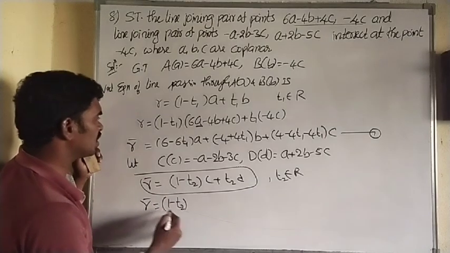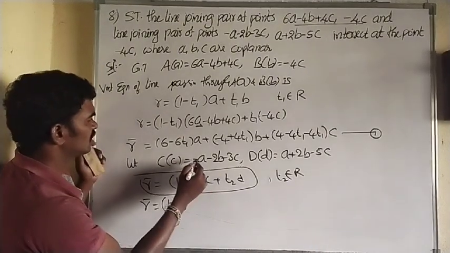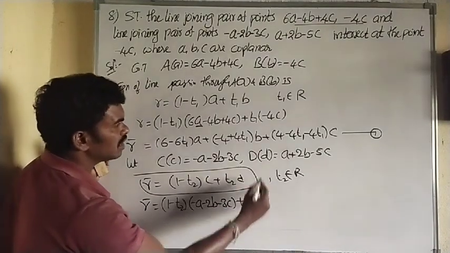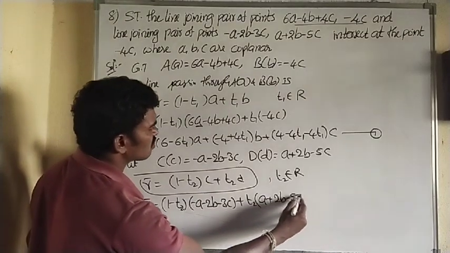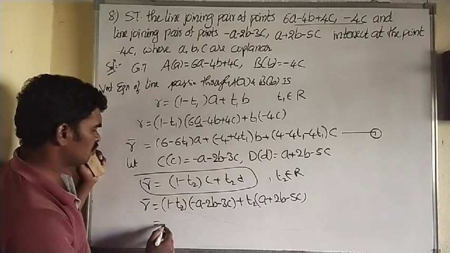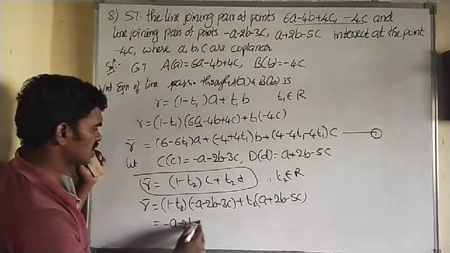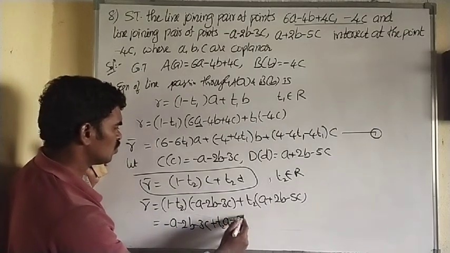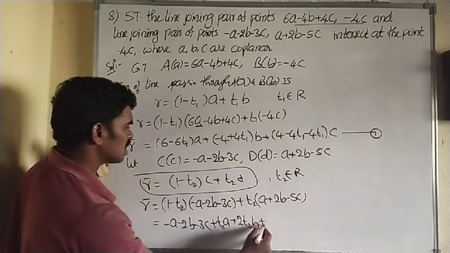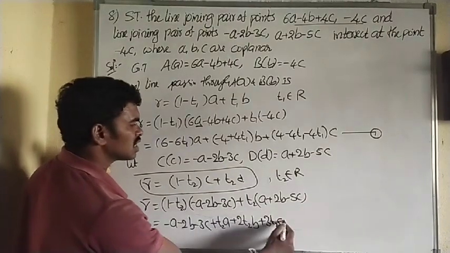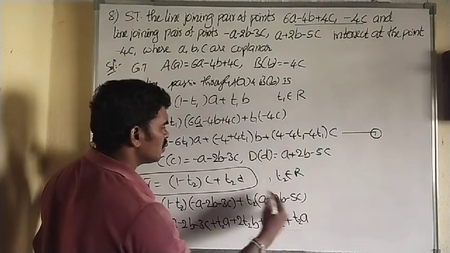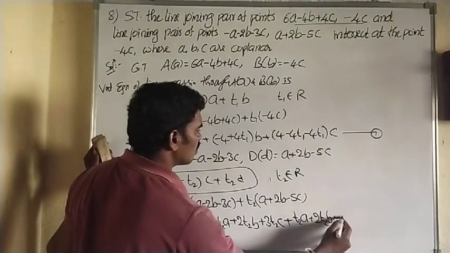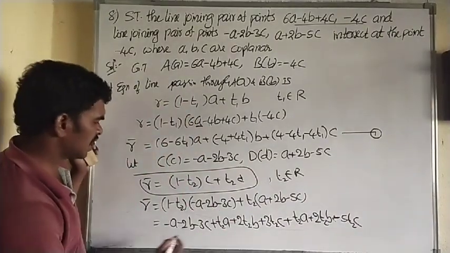1 minus t2 into C. C means what? Minus A minus 2B minus 3C, plus t2 into D. D means what? A plus 2B minus 5C. Simplify this: 1 into minus A minus 2B minus 3C, minus t2 into A plus t2A, minus t2 into minus 2B plus 2t2B, minus t2 into minus plus 3t2C. And similarly here also, t2 into A, t2A, t2 into 2B, 2t2B, t2 into minus 5C, minus 5t2C.